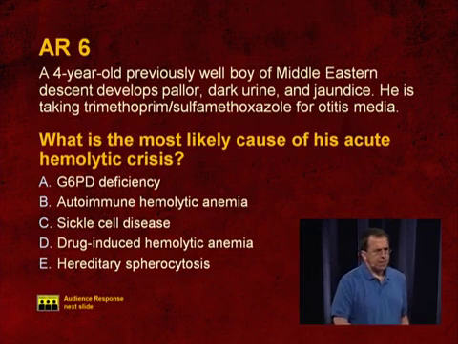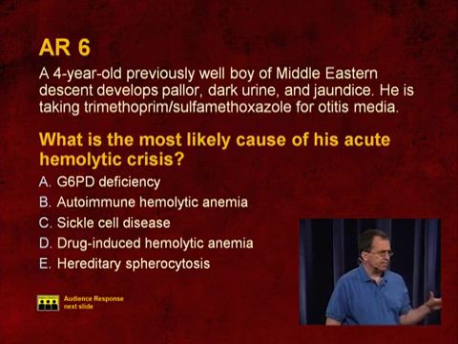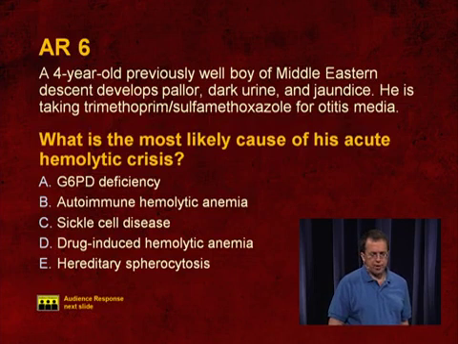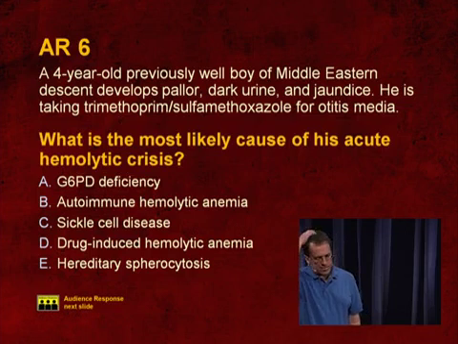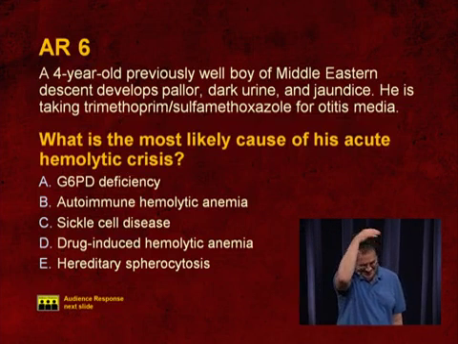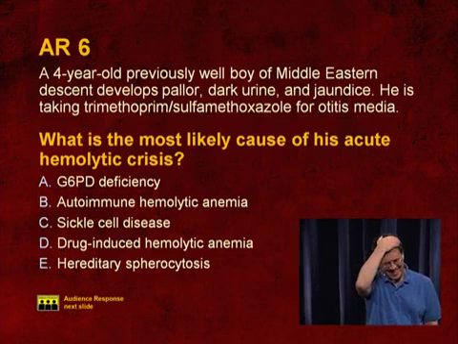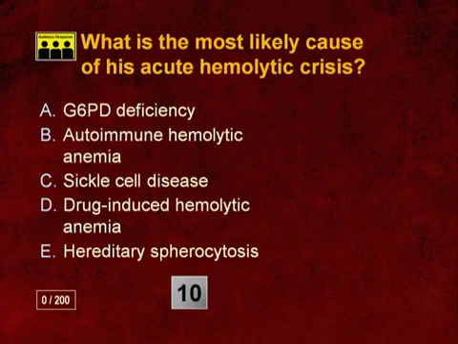All right. So we've talked about bad hemoglobin. Let's talk about the way other things break. A 4-year-old, previously well boy of Middle Eastern descent develops pallor, dark urine, and jaundice. He is taking Bactrim, I know I'm not supposed to say that, but I have a terrible time pronouncing that, for otitis media, and he's eating fava beans as a snack. Damn it, you better get this question right.